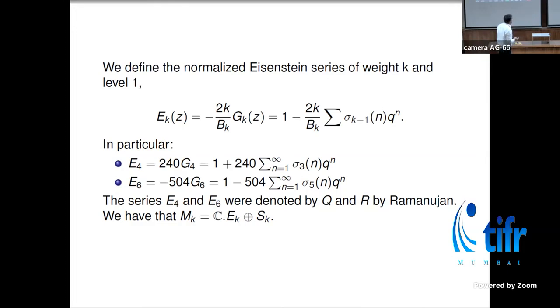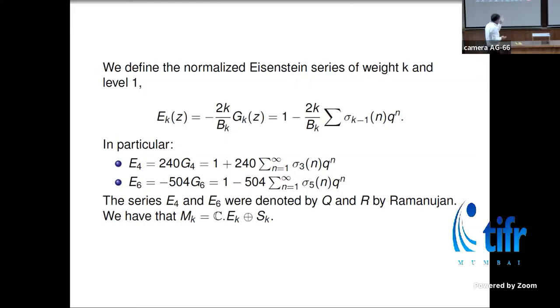And the Eisenstein series of weight 4 and 6, which Ramanujan in his paper in 1916 denotes by Q and R, and they've been called that since then, play a somewhat significant role. So this E4 and E6 have some sort of special role in the theory.